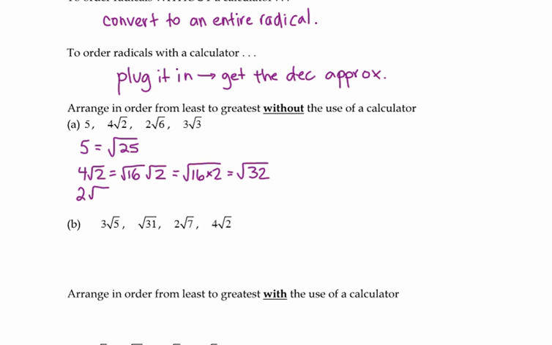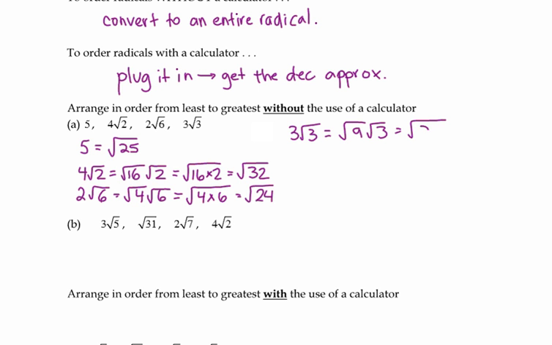2 root 6. How do you bring the 2 inside? 2 times 2 is root 4 times root 6, or 4 times 6, root 24. And the last one is 3 root 3. So we don't need a calculator, guys. What's 3 squared? 9. So root 9 times root 3. What's 9 times 3? Root 27.